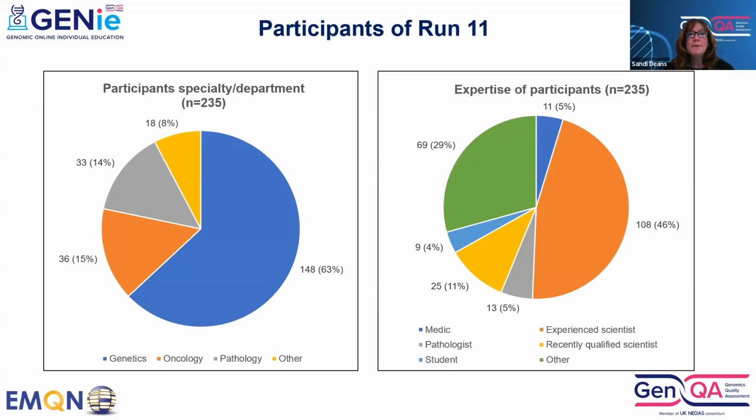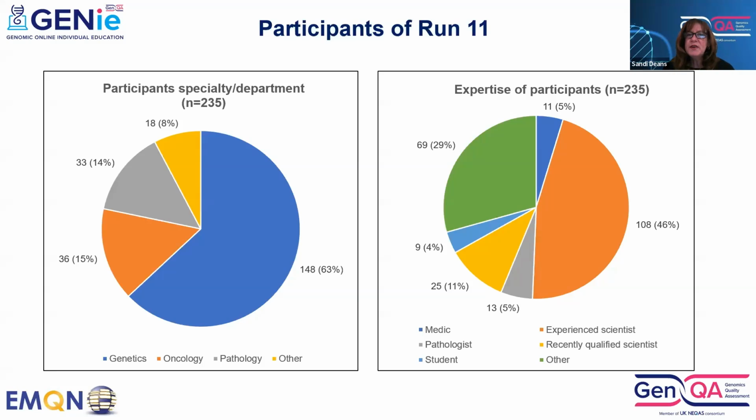We know that it's an individual activity, it's not a laboratory-focused activity, and we have individuals with lots of different backgrounds who are classifying variants for a range of different clinical cases. So by breaking down by specialty or department, you can see here that 63% are sitting within genetics or genomics laboratories or clinical units. Then we've followed with 15% who are based in oncology, 14% who class themselves as pathology-based, and then we have a further 8% who are other different specialties.